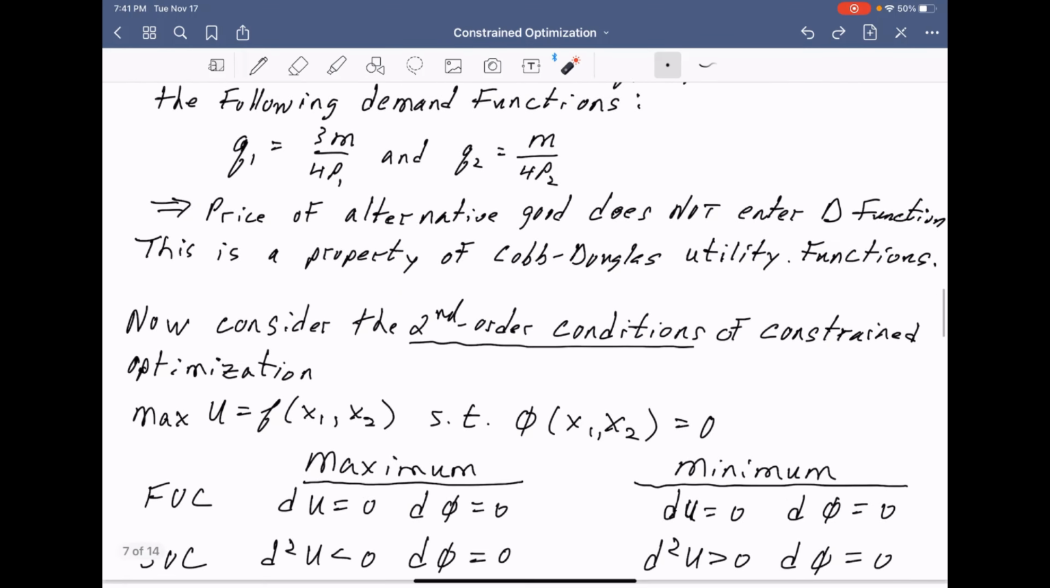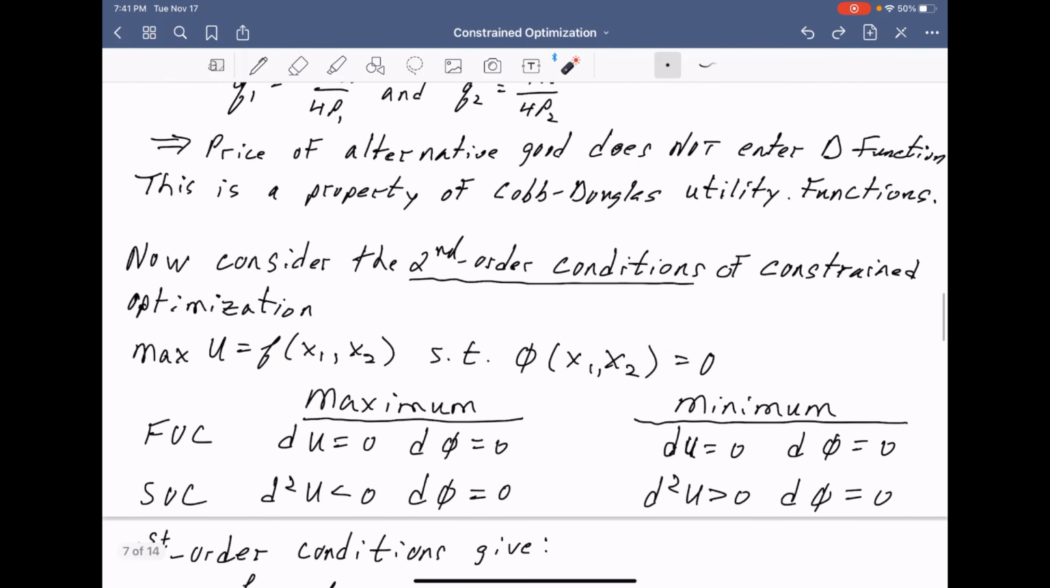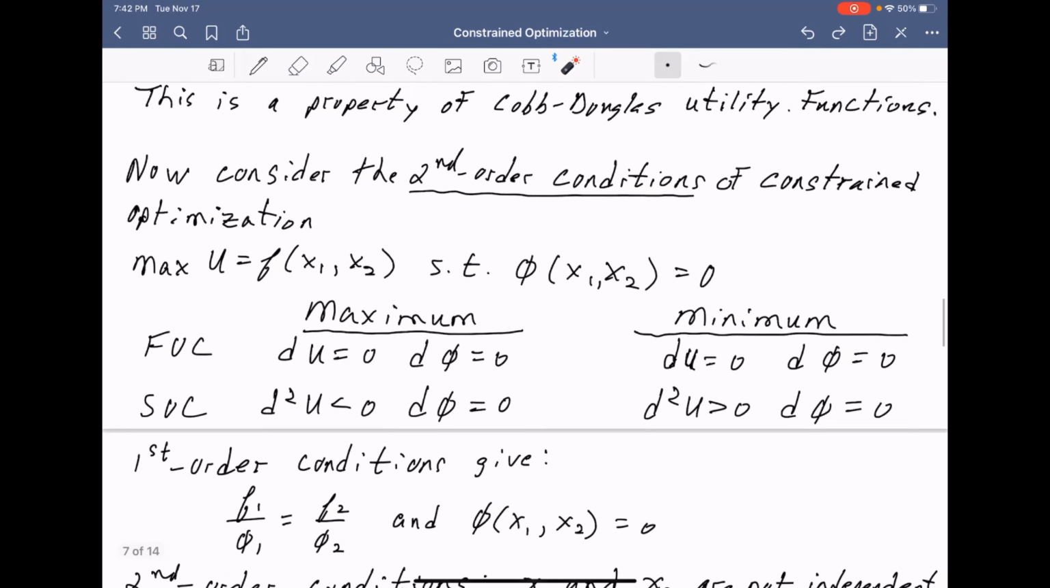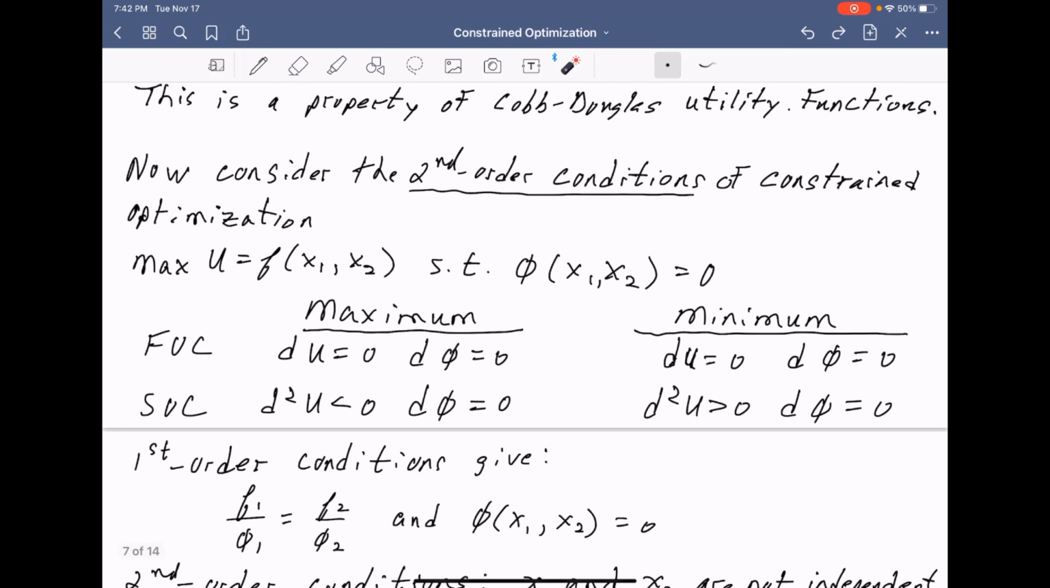Now consider the second order conditions of constrained optimization. And we're only using one constraint here. In the next lecture, we'll go to multiple constraints, as the textbook does. So we want to maximize utility as a function of x1 and x2, subject to phi of x1 and x2 is 0. The first order condition for a maximum and for a minimum is that the total derivative du is set to 0 and the total derivative d phi is equal to 0.